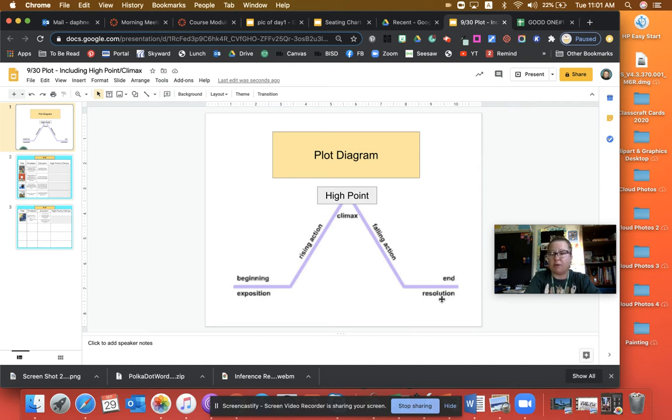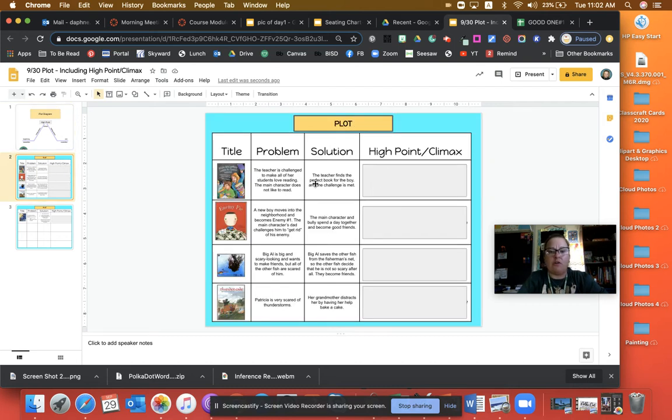The end can also be called the resolution. Think about solution, resolution. Those two words are related to each other. It's how the problem gets solved, how the story ends. All right, so we're going to go over, so I added a column here to our chart that we've been working on yesterday and again today. And I went back and I got all of these books that are on the chart.